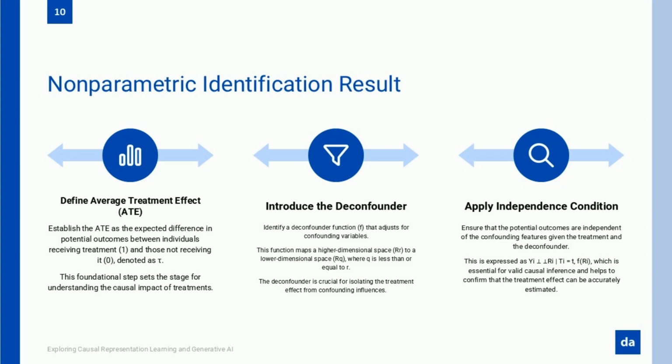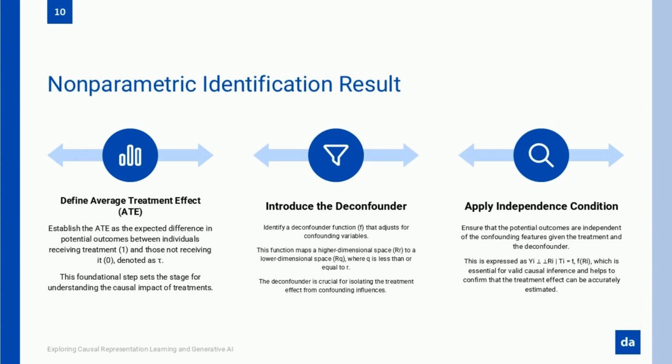Here's how it works. Once we adjust for the deconfounder, the treatment assignment should become completely independent of the outcome. This means that any difference we observe between the treated and untreated groups can now be attributed to the treatment itself, not some hidden bias.